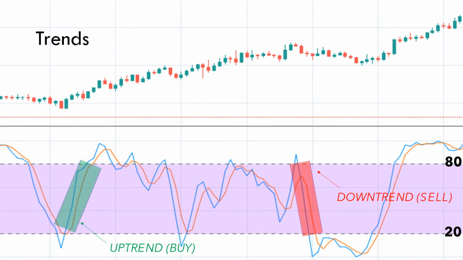The stochastic indicators are very good for identifying trends because, as we said earlier, you'll see the crossover, then you'll see it leave the oversold area, and then as long as the blue line, which is the fast line, stays above the slower line, which is the orange line, you should stay in the position until the stochastic lines enter the overbought area.